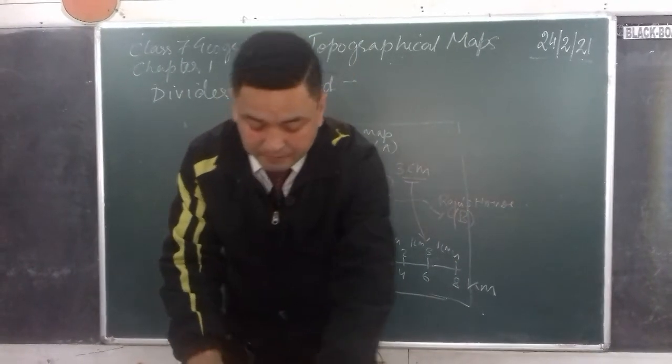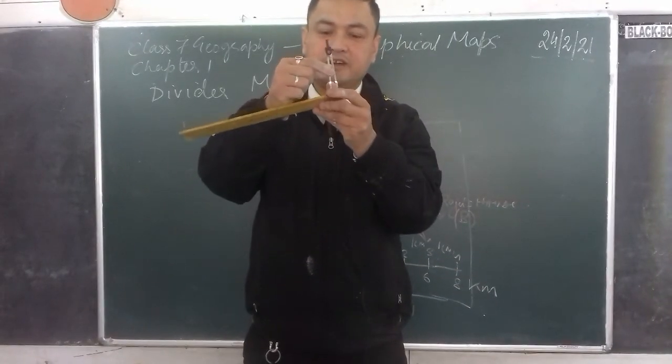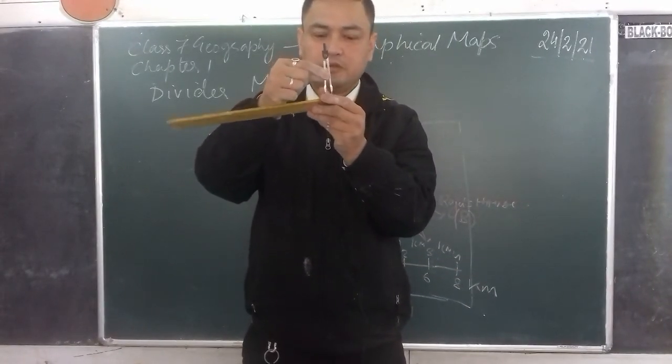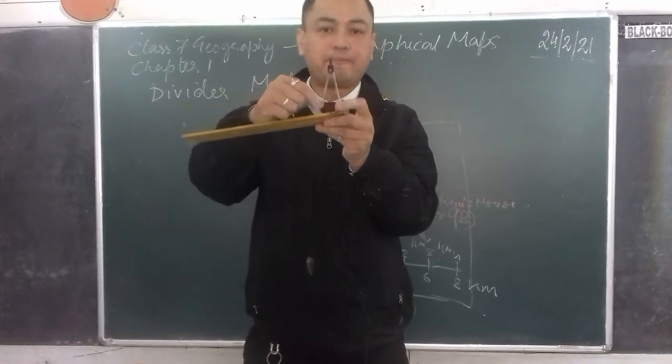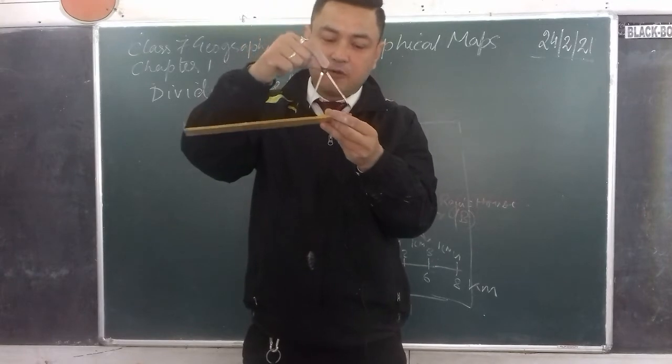Now let's take an example. If I measure on a ruler, the 1 centimeter comes to this much. But I'm approximately making it this much, so that you can understand what I'm going to teach you.